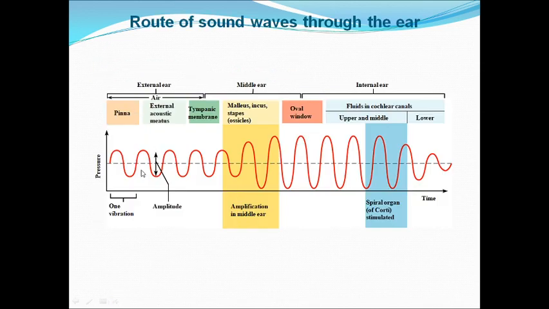Here is another beautiful representation. You see the pinna in the external ear, external acoustic meatus, tympanic membrane, and the middle ear with malleus, incus, stapes, ossicles, oval window, and in the internal ear, fluids in the cochlear canals, upper, middle, and lower. These are the parts they mention, and you can notice the sound waves transferring. In the middle ear there is an increase in sound wave amplification, and then it diminishes again and reaches the lower ear. This is the progress of the amplitude.